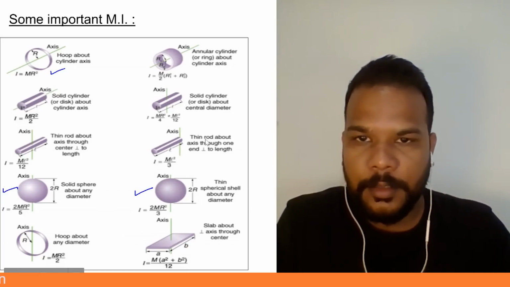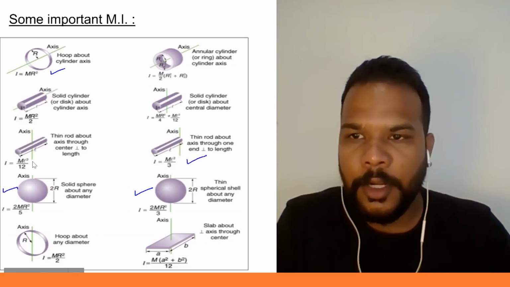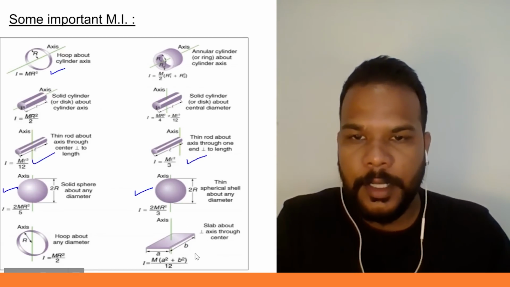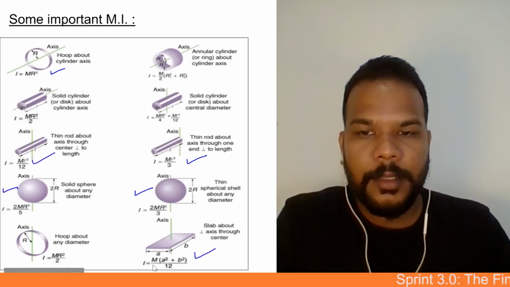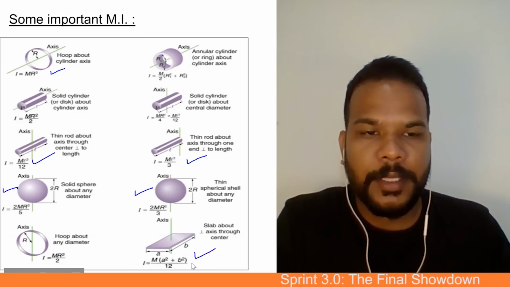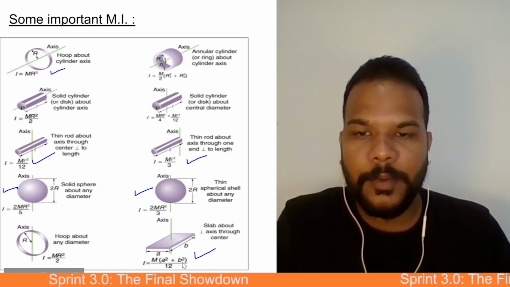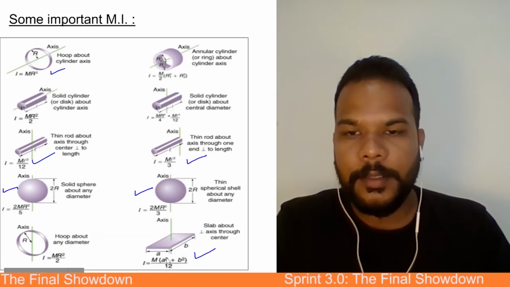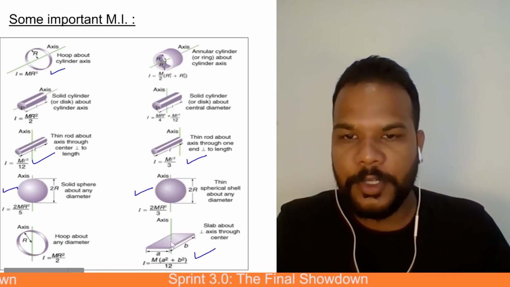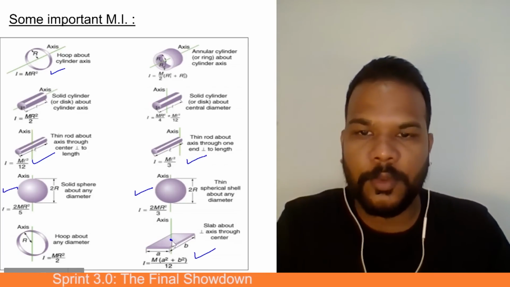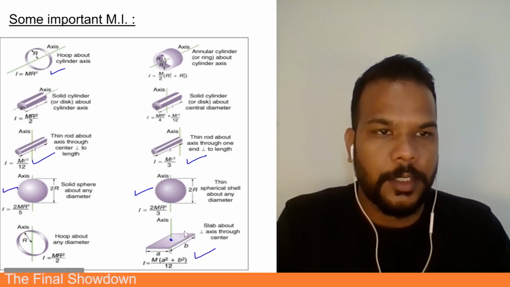Apart from that, the rod about one of its ends, and the rod passing through the center, and for a plane lamina, that is 1 by 12 M (A square plus B square). Okay, 1 by 12 M (A square plus B square) is basically the moment of inertia for the axis passing through the center perpendicular to the surface.